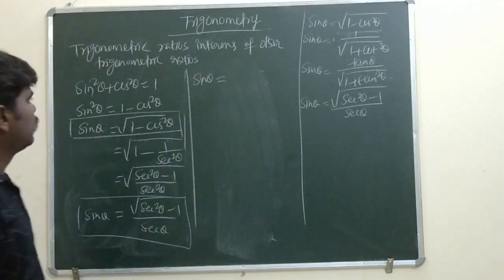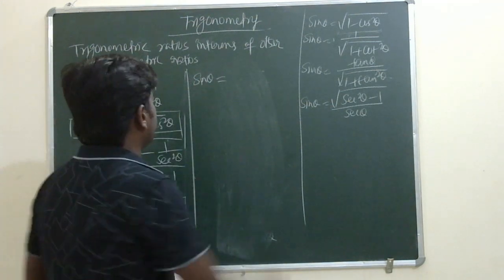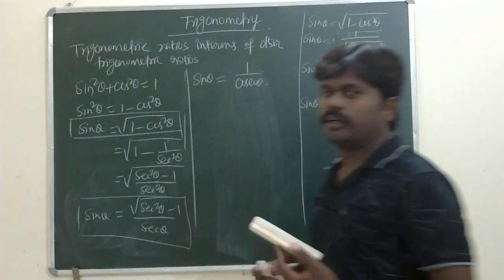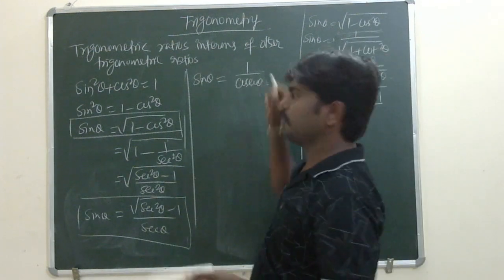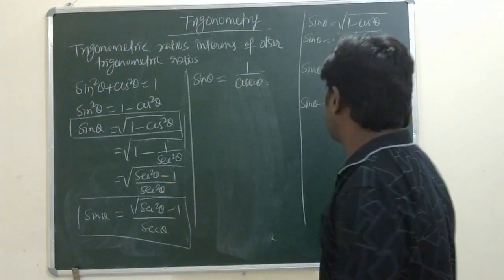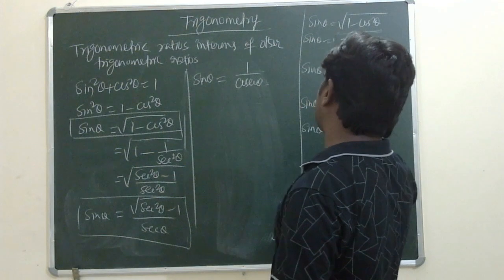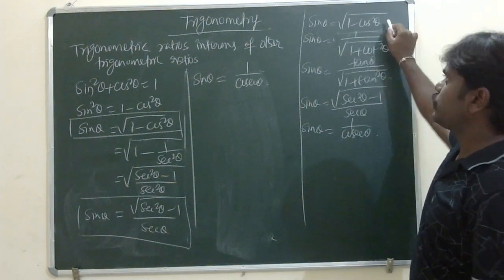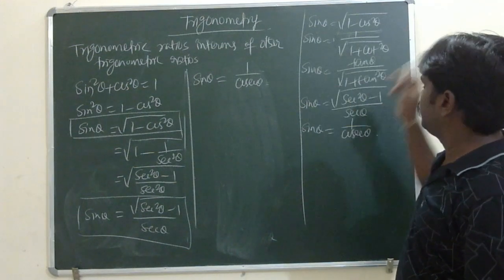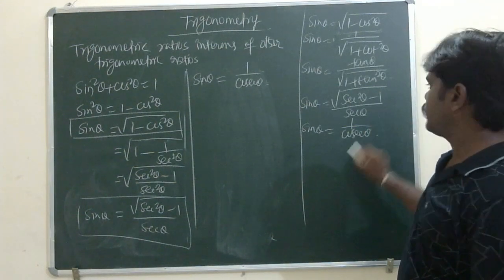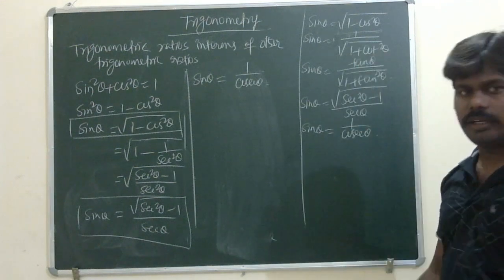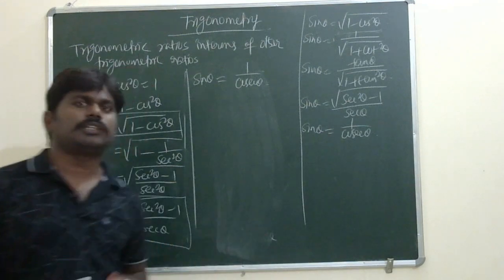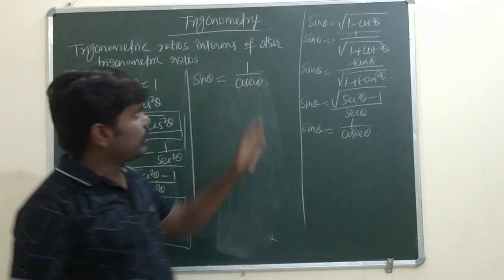Of course, obvious, sin and cosecant are reciprocals of each other, so 1 by cosecant theta is nothing but the reciprocal of sin theta; in terms of cosecant theta we have expressed sin theta equals 1 by cosecant theta. Next, sin theta in terms of cos, tan, secant, cosecant and cot. So here we expressed sin theta in terms of the remaining trigonometric ratios. That's all about sin theta.